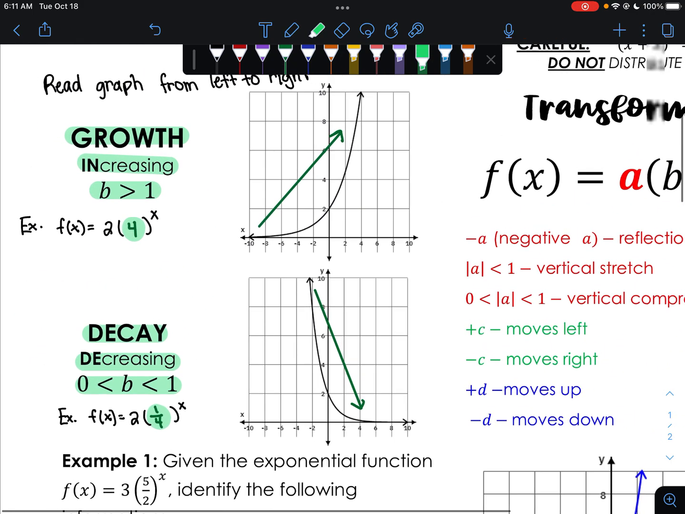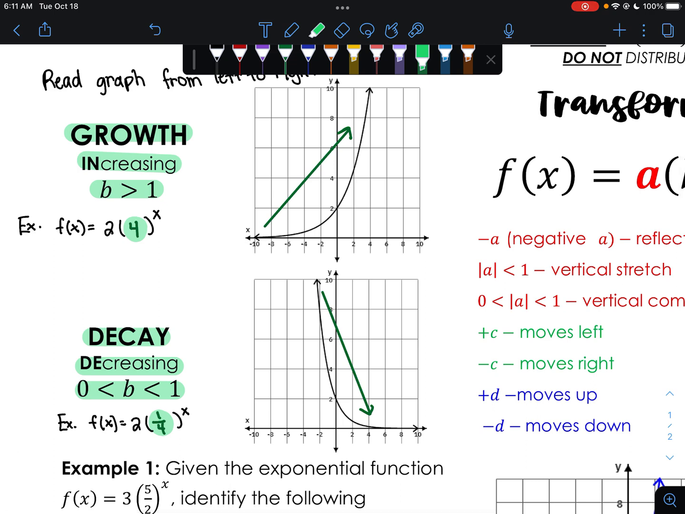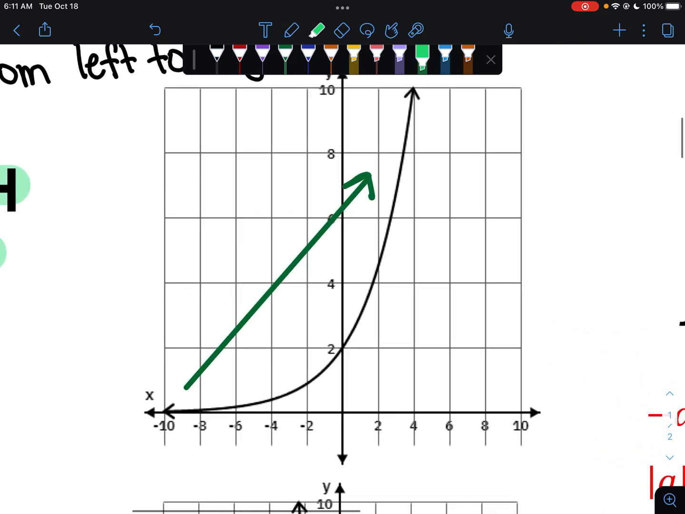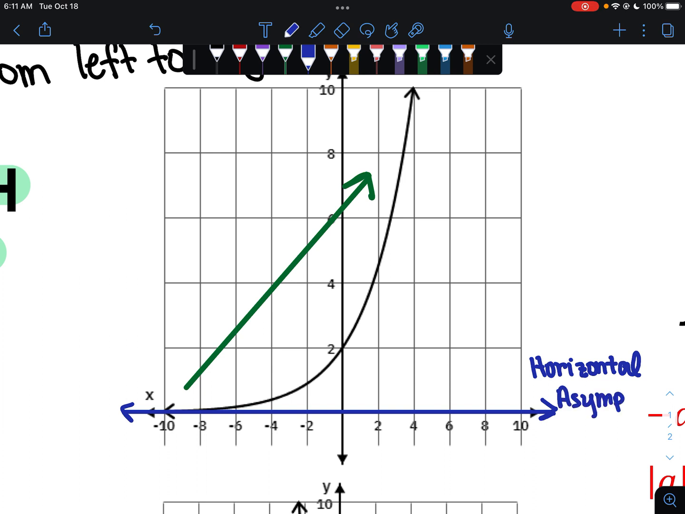Now, I do want to take a second and talk a little more about the graphs and some of their key features. So I'm going to zoom in on this first one. So this first one, what I want y'all to remember is that exponential functions have a horizontal asymptote. Okay, it's where it starts to go flat. So this is our horizontal asymptote. Its equation is y equals 0.